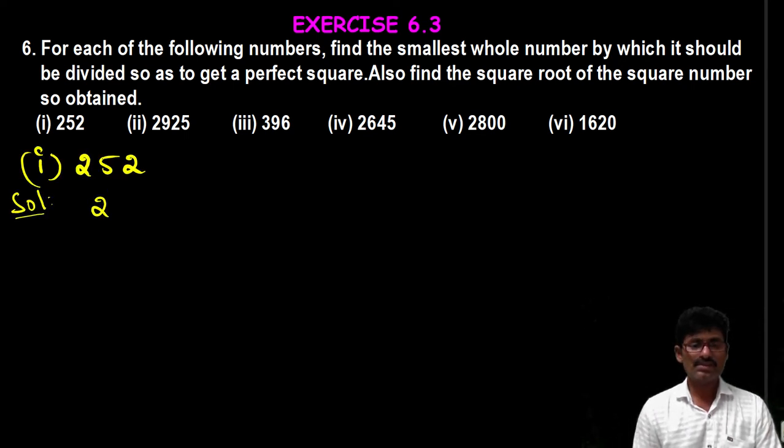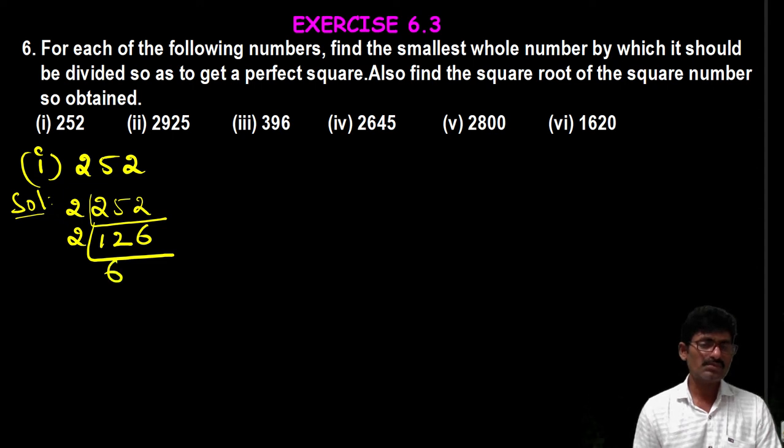Solution. So let us resolve 252 into factors. So start with 2. 2 times 2 is 4. If you subtract 4 from 5, 1 will be there. Beside it we have 2, so 12. So 2 times 6. Then again start with 2. 2 times 6 is 12 and 2 times 3 is 6. Now 63 is not divisible by 2.